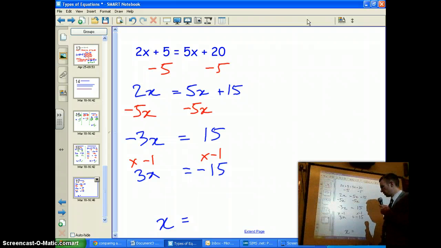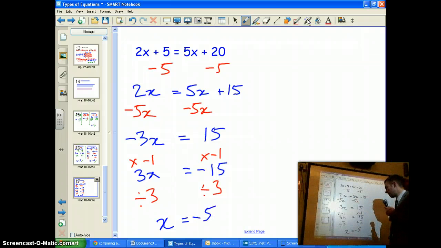Then all I have to do is, like before when we were dividing by 2, now I've got 3x, so I divide by 3, I have to divide both sides by 3, and so I end up with minus 15 divided by 3, which is minus 5. And again, I've got a negative answer, but that is absolutely fine. Okay? So that is how we solve equations.